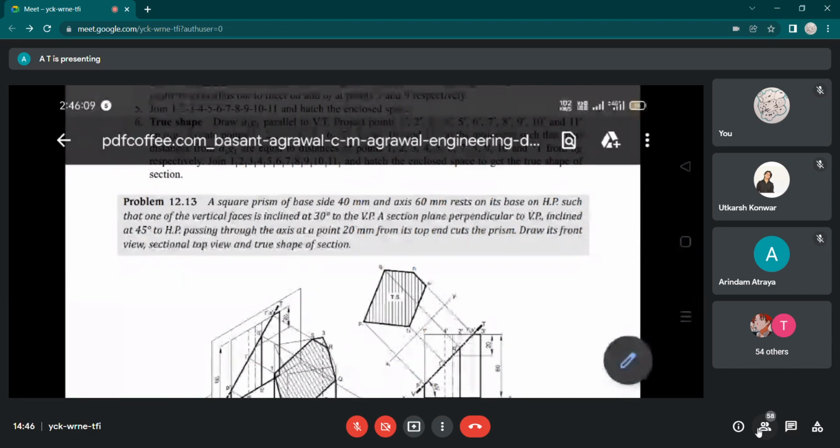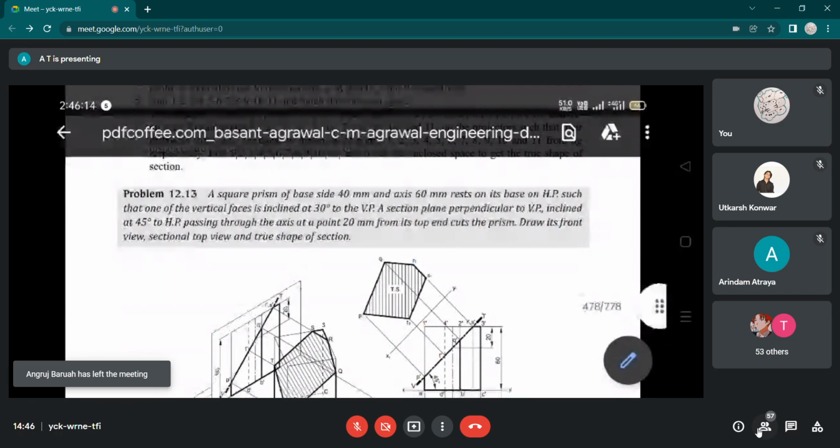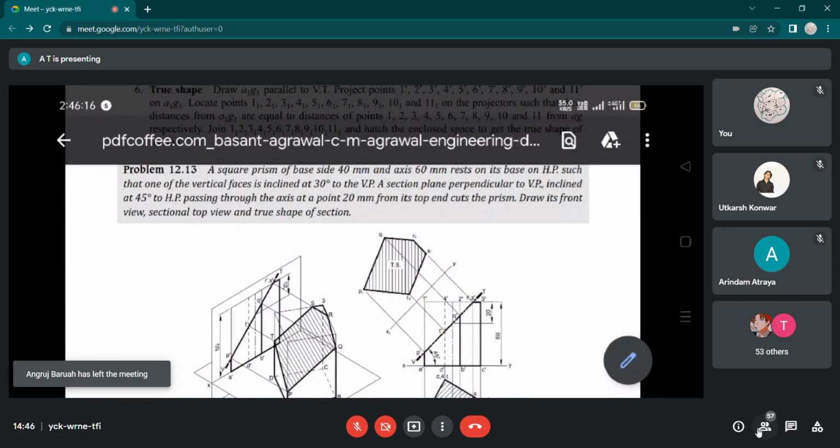It rests on its base on the HP such that one of the vertical faces, meaning the square prism will have rectangular faces. How many rectangular faces will a square prism have? Please tell me, how many rectangular faces does a square prism have?